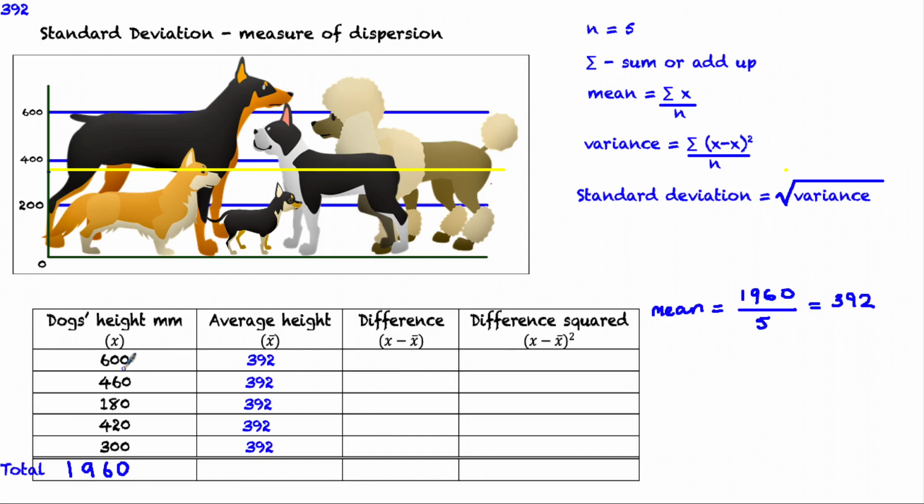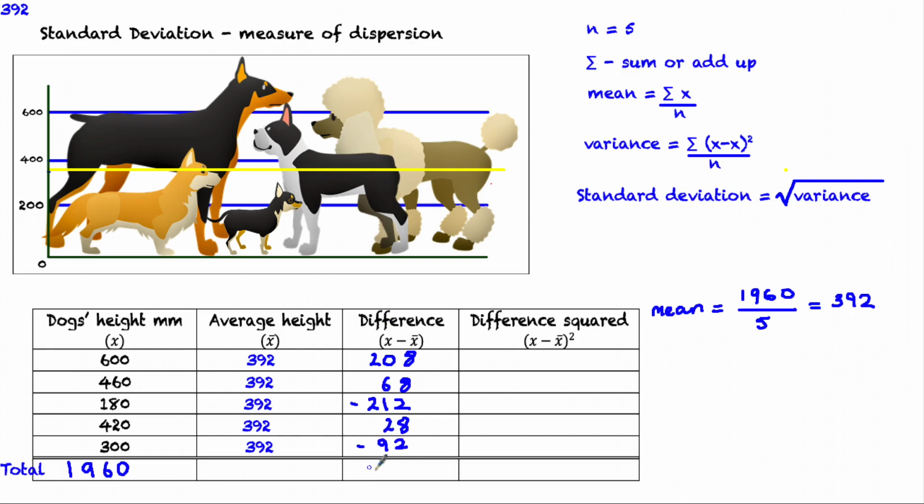Here I am doing 600 minus 392, which is 208. I do 460 minus 392, that's 68. I do 180 minus 392. And we notice in this case it's a negative value. That's our smallest dog. It's smaller than the mean, so we're recording this distance here, which is a negative value. 420 minus 392 is 28, and 300 minus 392 is minus 92.